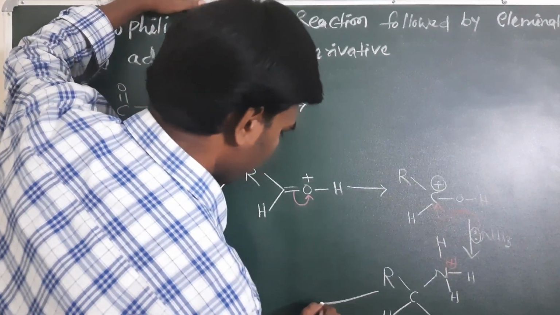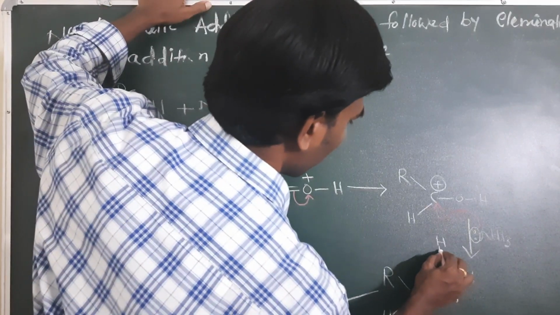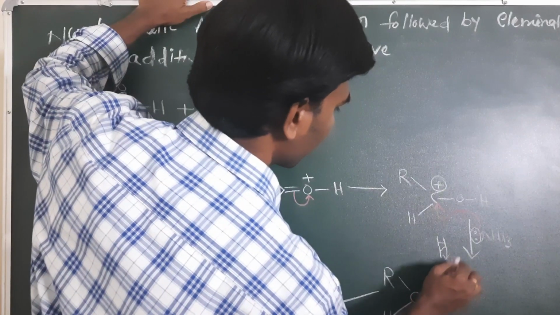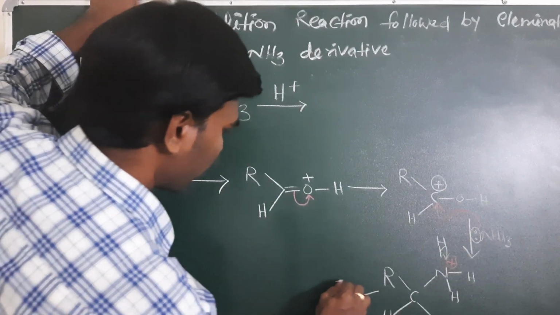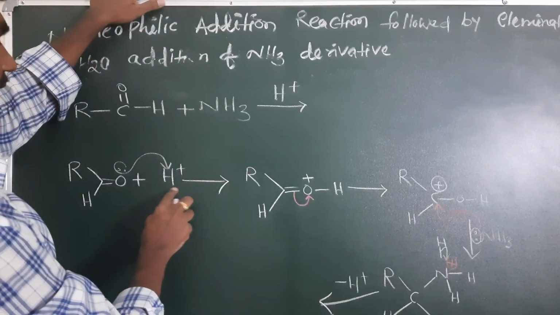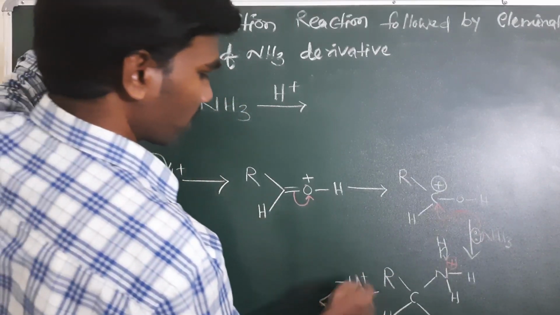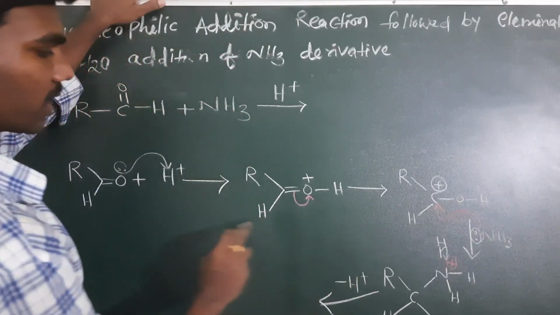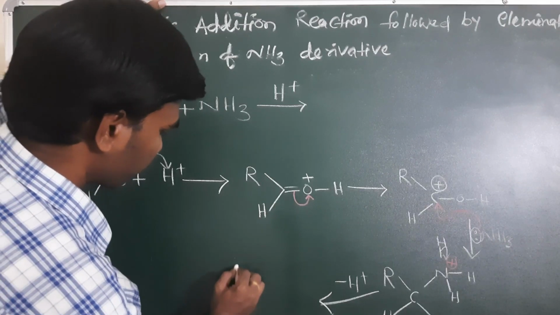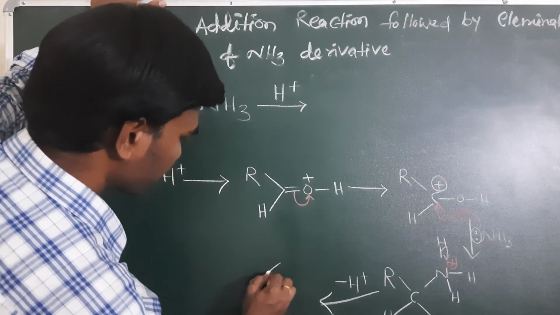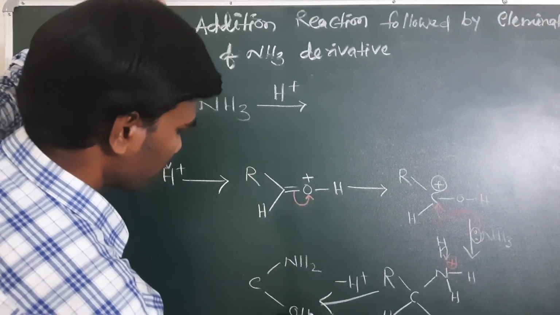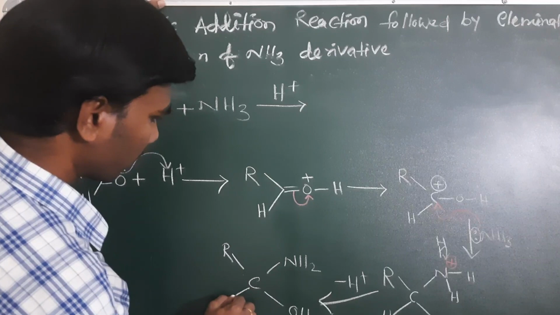Now this ammonia will lose one proton. The hydrogen and nitrogen bond pair will shift towards nitrogen, then minus H plus takes place. This reaction continues in an acid catalyzed environment, so again a proton will be eliminated; the proton acts as a catalyst only. So here we are going to get R carbon, with NH2, then OH, then R and H.